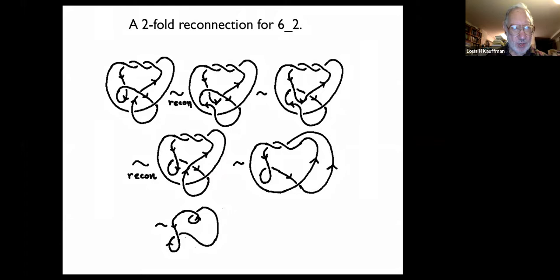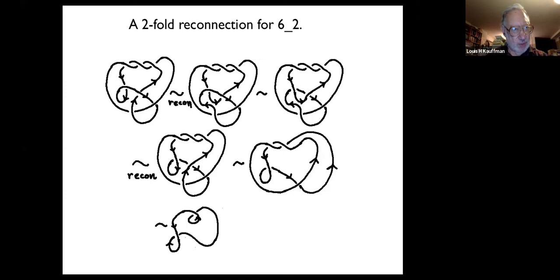Here's a picture of 6-2 happening that way. If we took the middle crossing and had a little curl near it, and then started there, we could undergo a reconnection, pulling that back and pushing it back over the top and reconnecting again, and we have an unknot. So you can imagine that something like that might happen physically, but it certainly required some special conditions for it to pull back and come back over. And I don't know what those conditions would be.